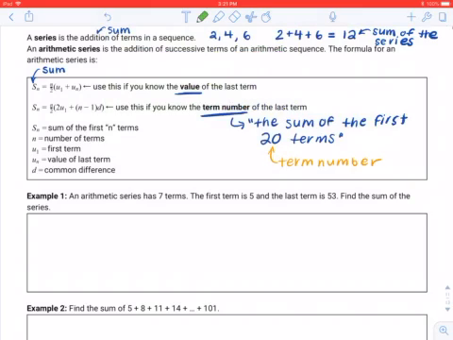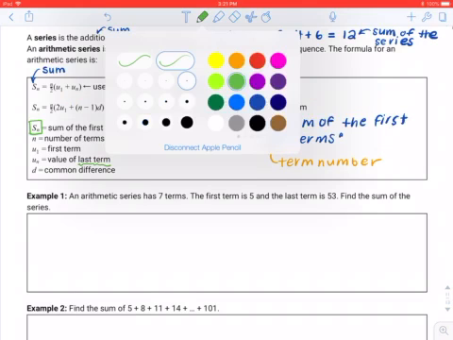In both formulas, we have a set of variables that we need to know. Sn is the sum, n is the number of terms that we're looking at, u1, just like it was before, is the first term. Un is always going to be the value of the last term when we're looking at the sum of a series. And d is our common difference. So some of these look familiar. The only new one is Sn, and that's the sum of the first n terms. So it could be the sum of the first 5 terms, 6 terms, first 10 terms, whatever the question is asking you for.